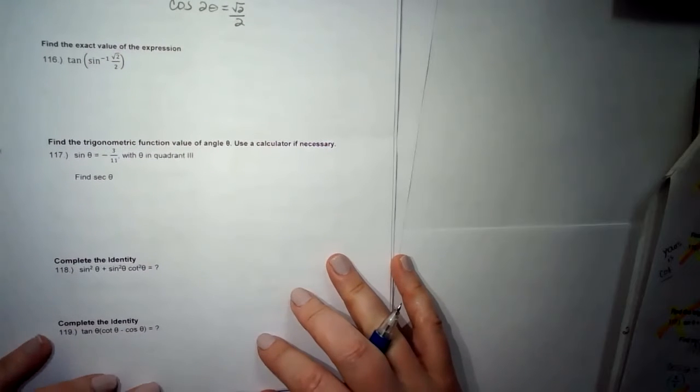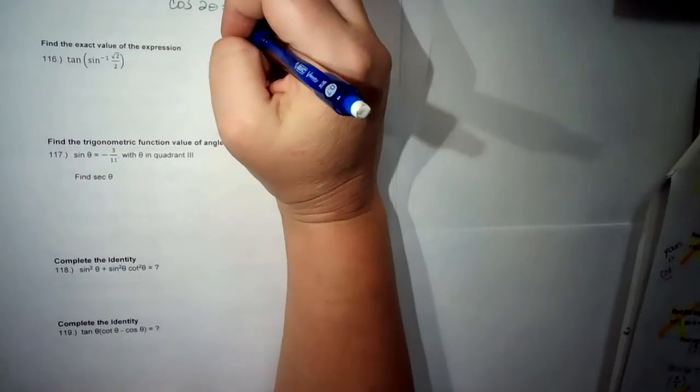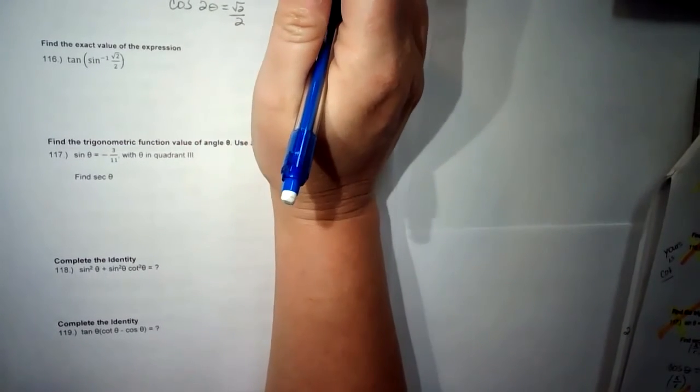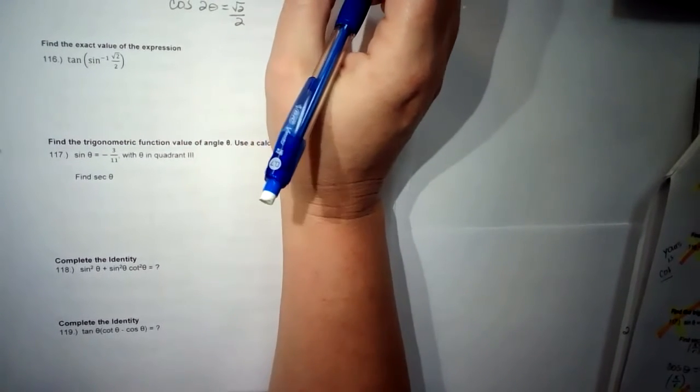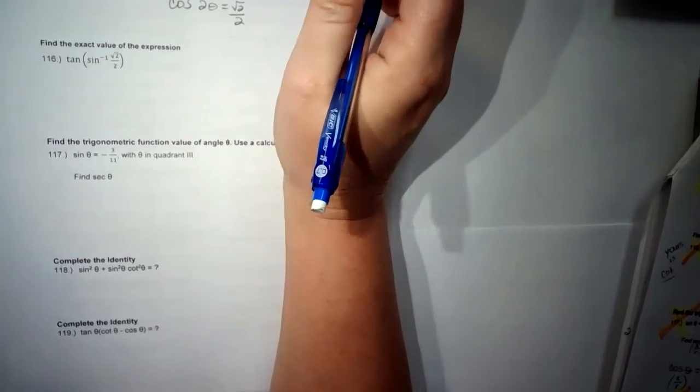All right, so are we good with cosine 2 theta equals root of 2 over 2? We're good there. Okay, good. All right, so what we want to know is where does cosine, we're going to kind of ignore the 2 for a minute. Where is cosine equal to positive root of 2 over 2?